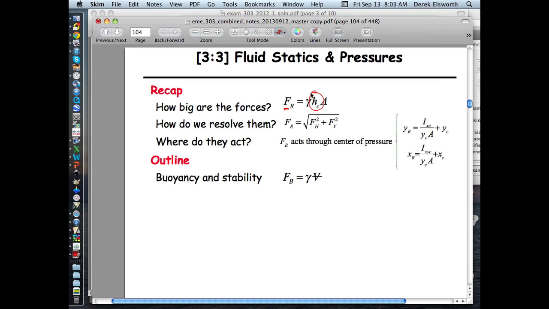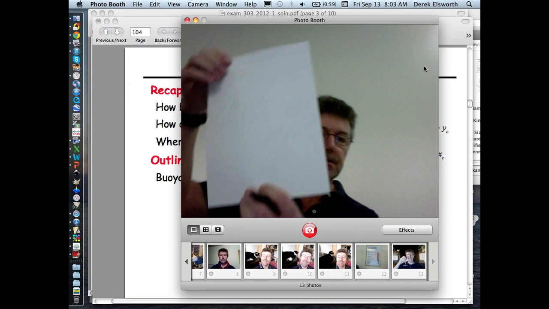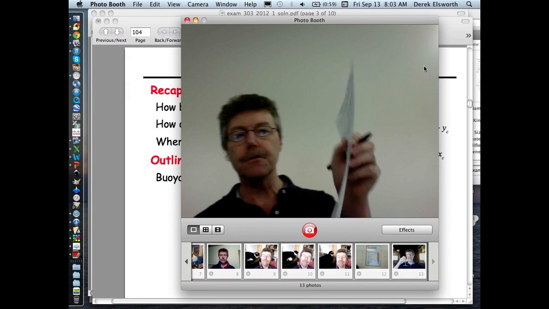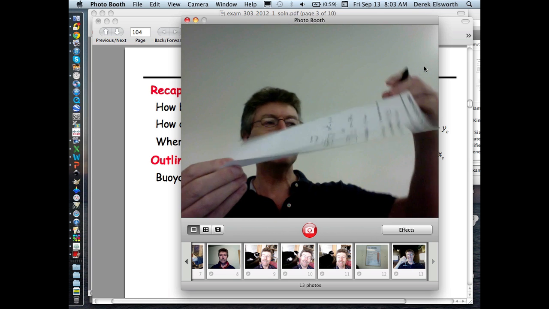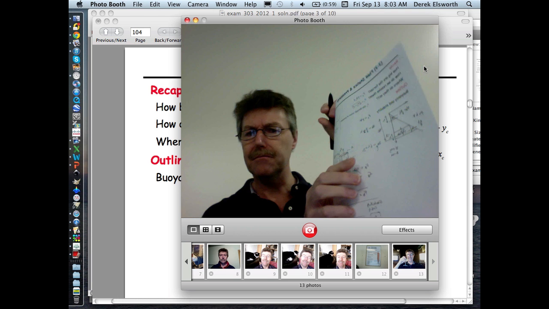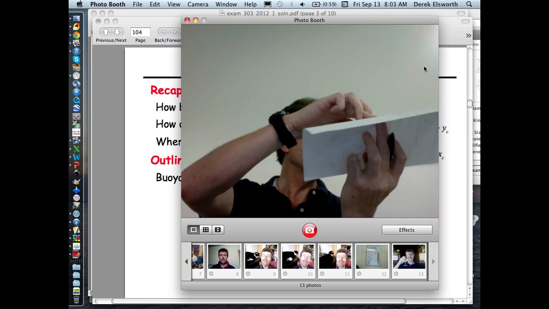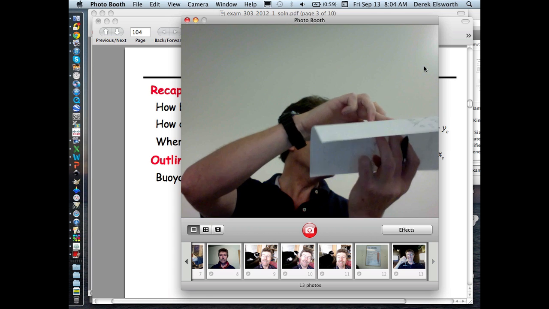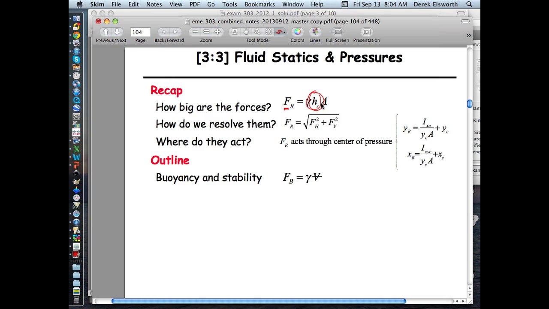So remember, this is the depth of the centroid of the plate below the surface. It's actually not so easy to do, right? I want to be able to use this. So this is the surface that the fluid is acting on. The centroid of this, you can probably see it much better in real place rather than on photo booth. The centroid of this plate is the balance point of this plate. That is not where that force will act, but that's where you calculate the magnitude of the force from.